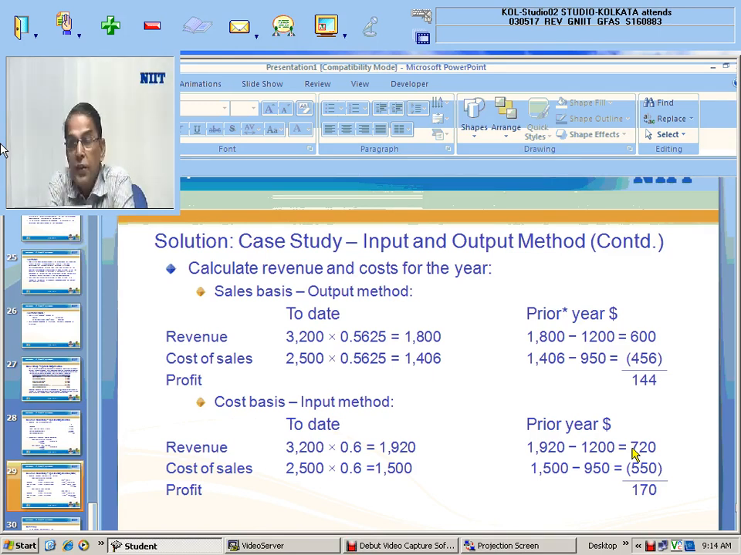And cost of sales: 2500 is the total cost to be incurred on the project. So 56.25% will be recognized as cost. So that is 1406, 2500 into 0.5625.